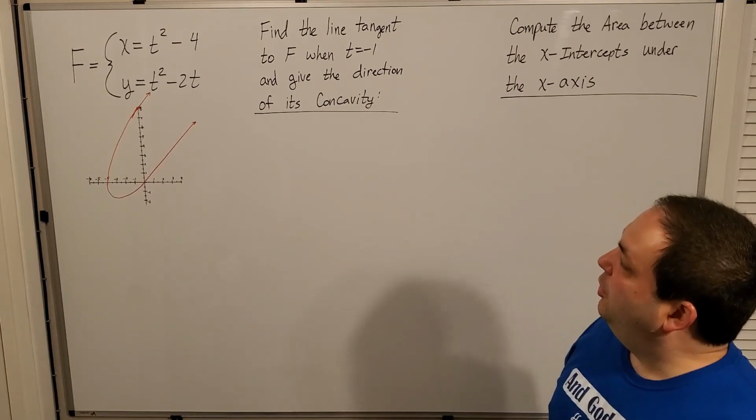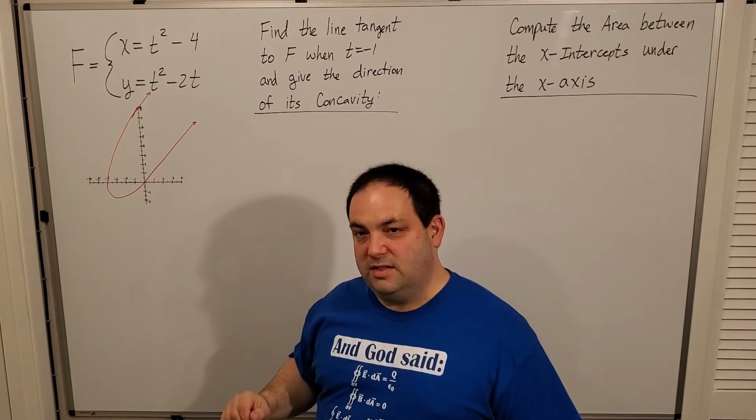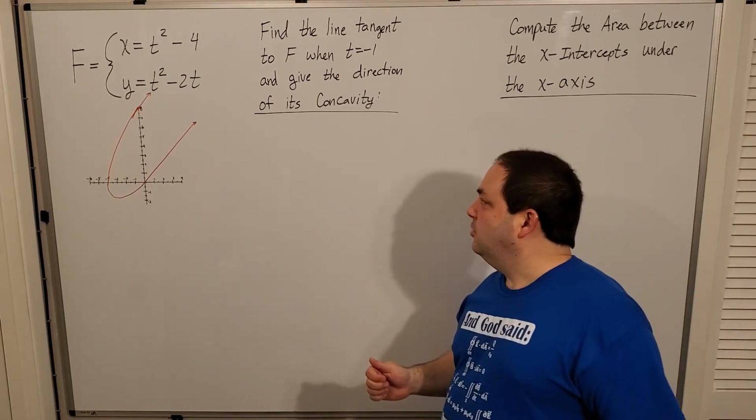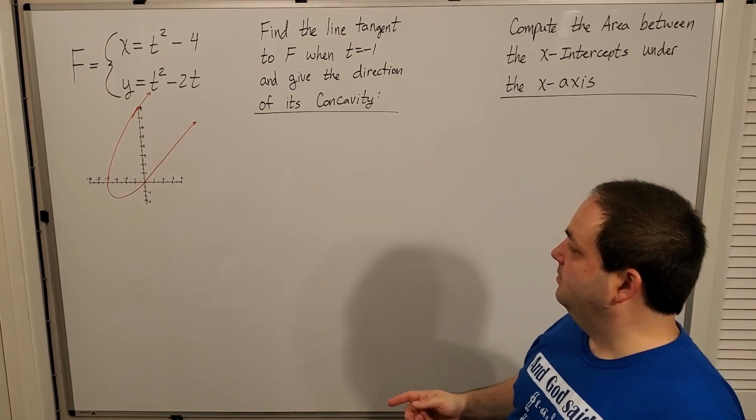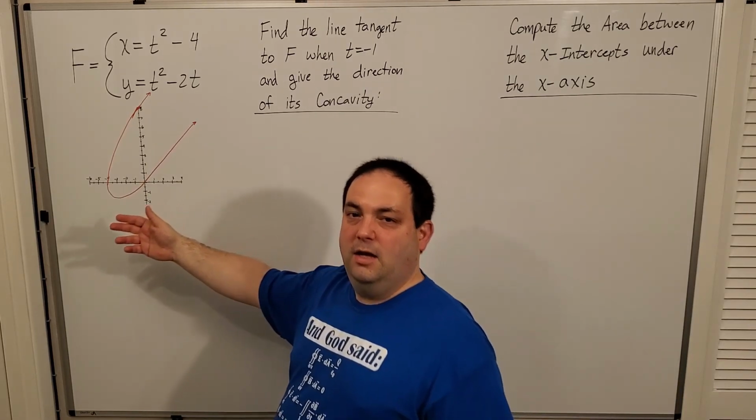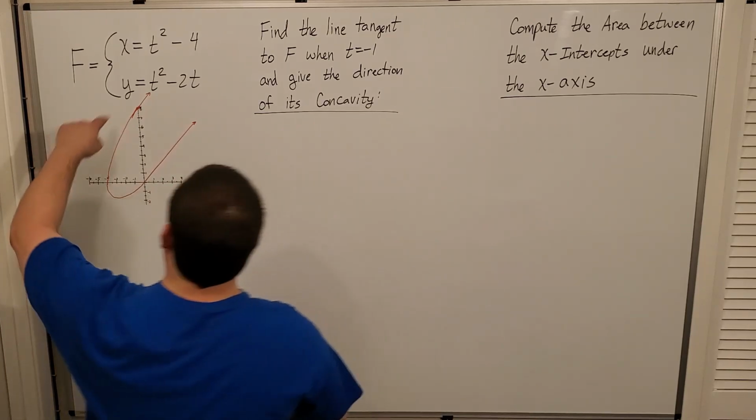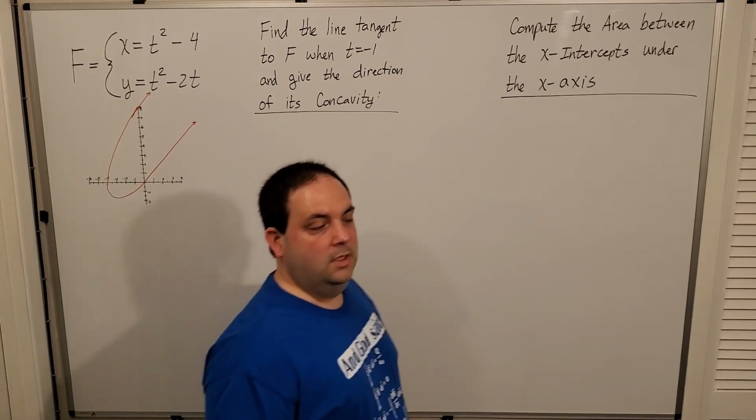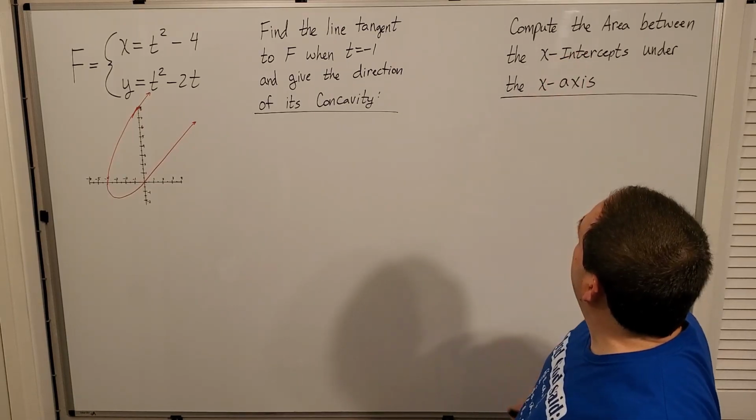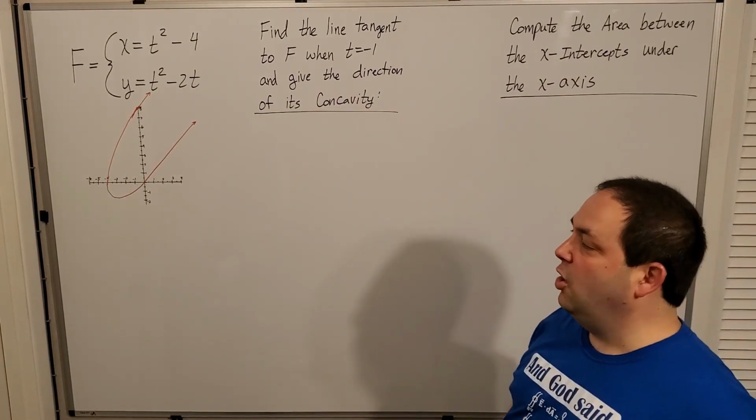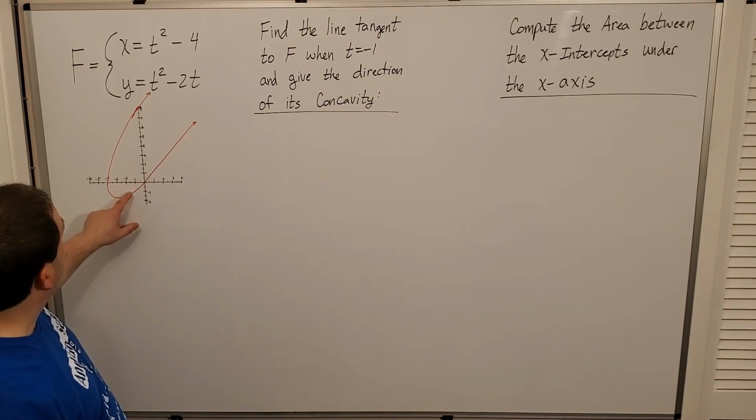Okay, so the questions that are posed are, I want you to find the line that's tangent to F when t equals -1. And I want you to give the direction of the concavity at that same point. Okay, and I know obviously you can tell which way the concavity is going to be. If it's on the lower side, it's going to be concave up. If it's on the upper side, it's going to be concave down. The point is to use calculus to do it. Okay, and then also compute the area between the x-intercepts but under the x-axis. So computing the area down under here.